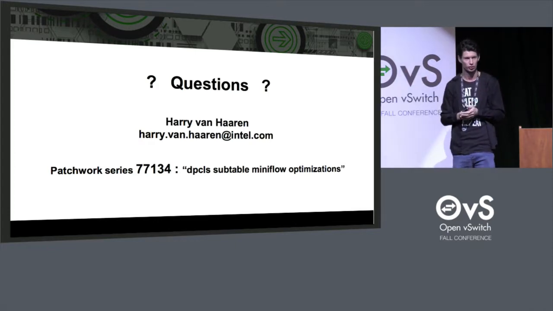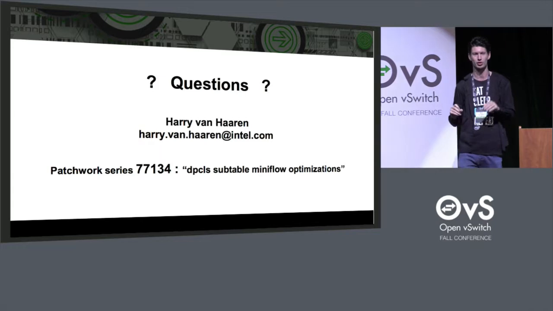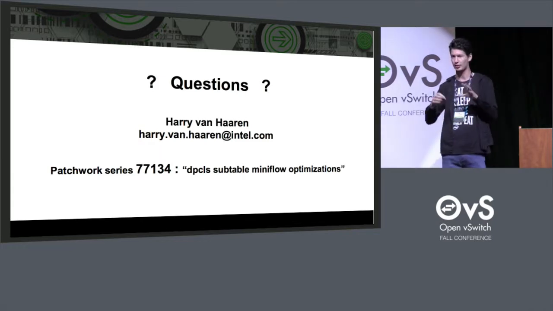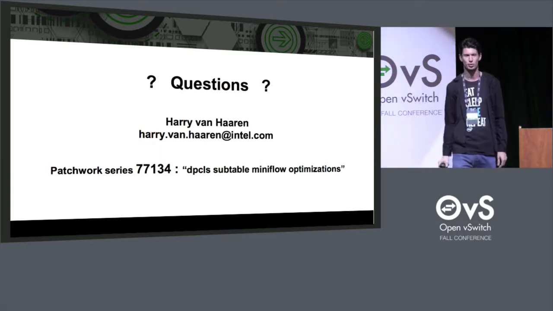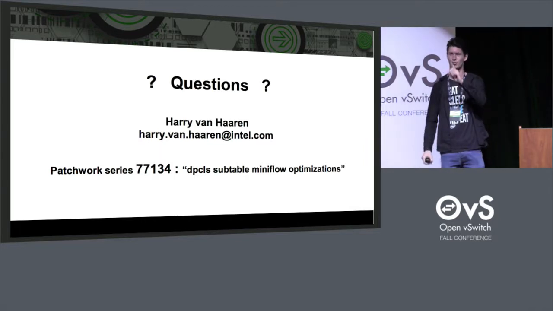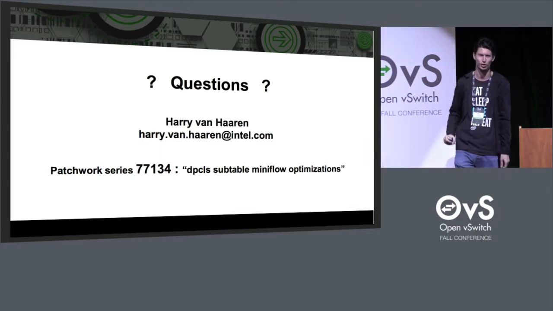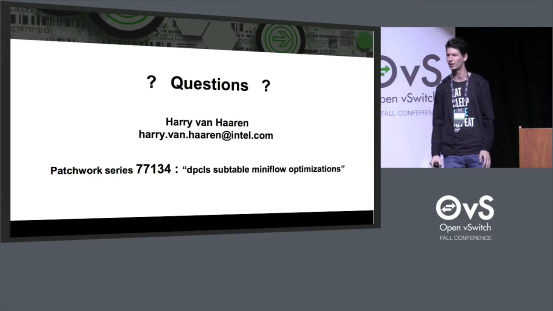So if you'd like to look at the patches that implement these function pointers into the DPCLS subtables, that code is existing. There's also an optimization patch there for the rule matches key, which Andrew very aptly mentioned in the previous talk. So there's some things there that we can work on.